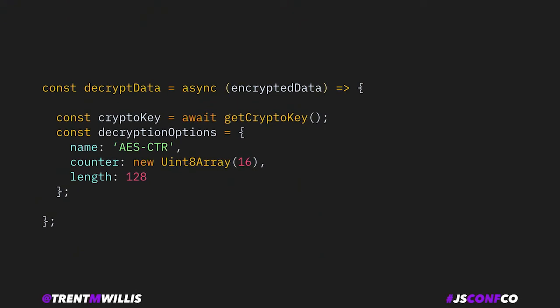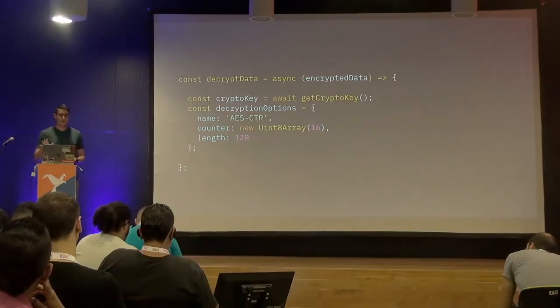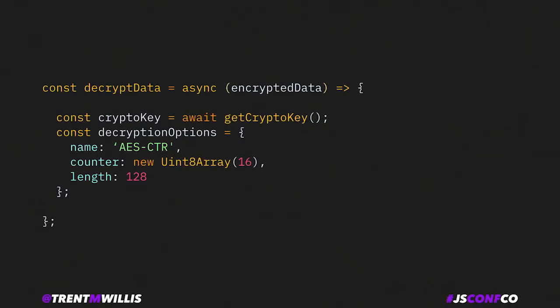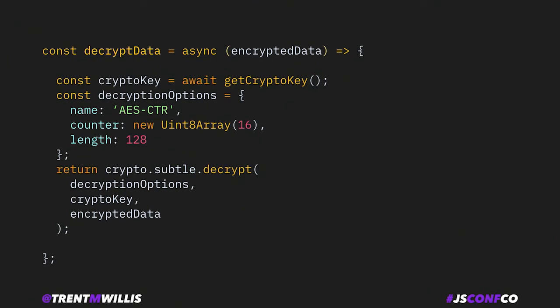Next, we want to define our decryption options. In this case, we're specifying the algorithm we're using, which is the AES encryption algorithm in what's known as CTR, or counter mode. I'll go into the details of that a little more in a bit. We also want to provide a counter, which is going to help us count how many blocks of data have been decrypted, and a length. The length specifies how big the blocks of data are that we're decrypting. Again, I'll cover those in more depth in a little bit, but for now, just know that they're required in order for us to actually decrypt this data, because it's what was used to encrypt it.